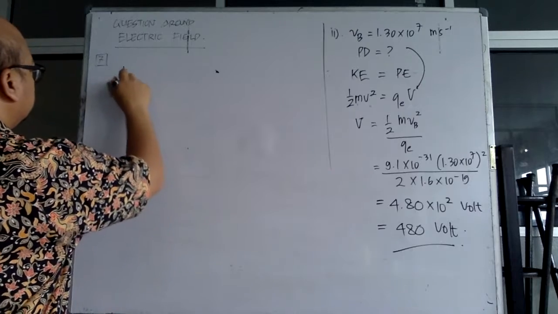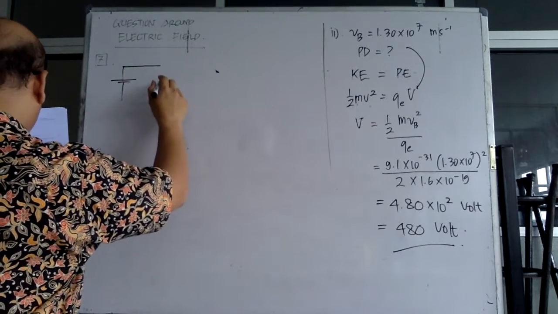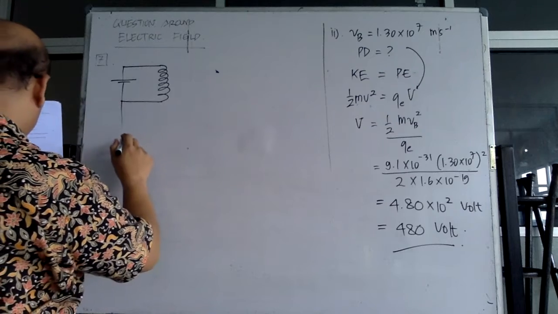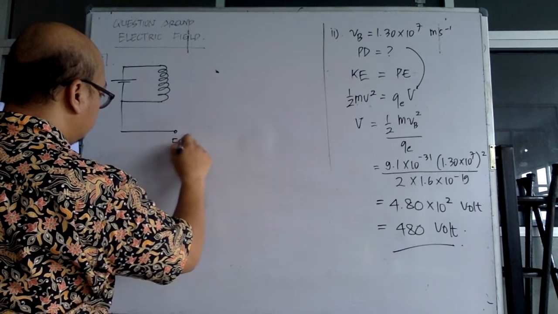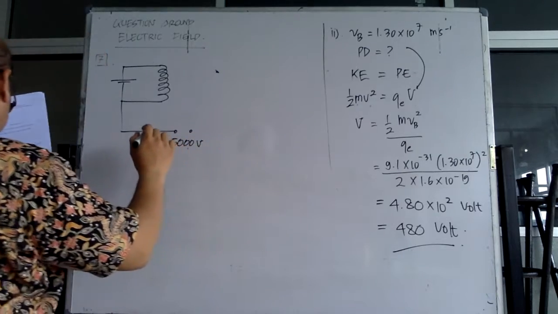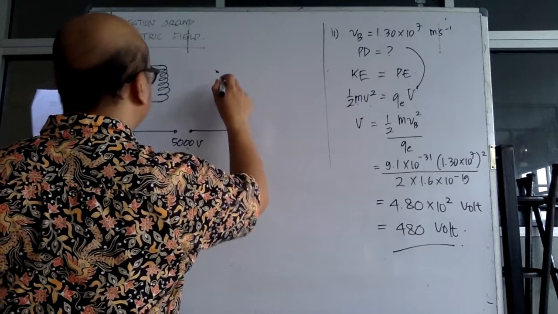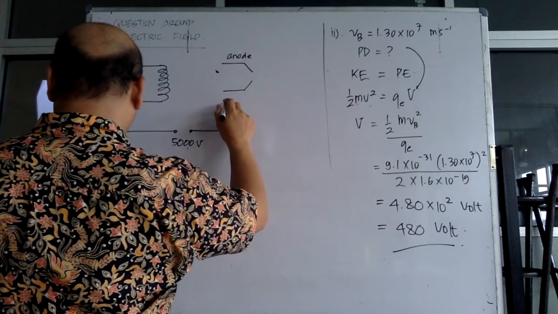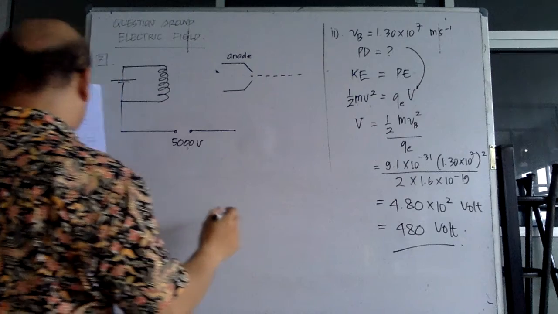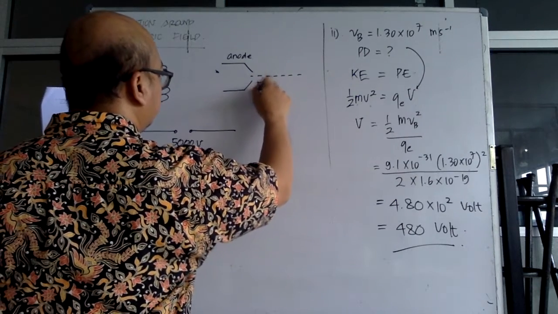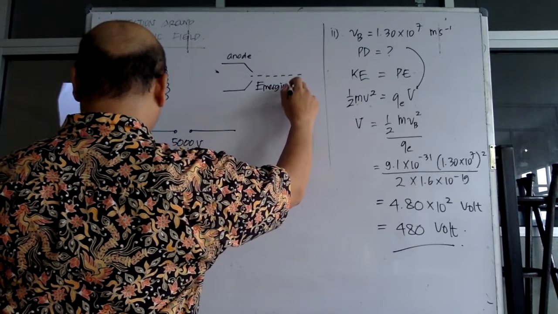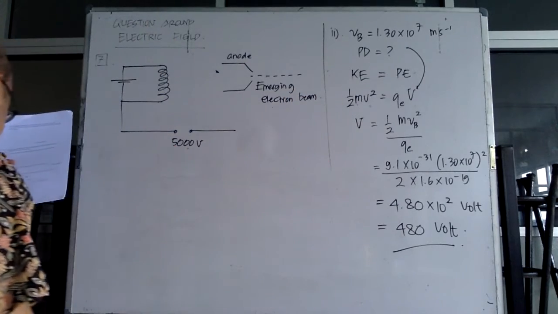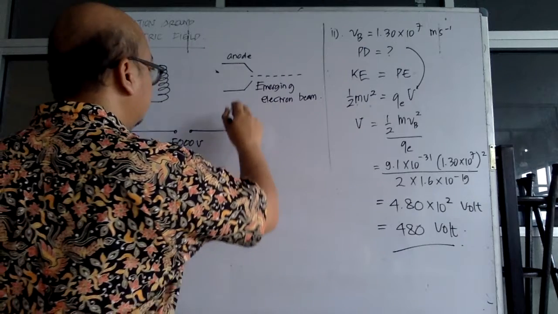In this question we have a potential source, and here we have 5,000 volt, and this is the anode and this is the cathode. This is the emerging electron beam.